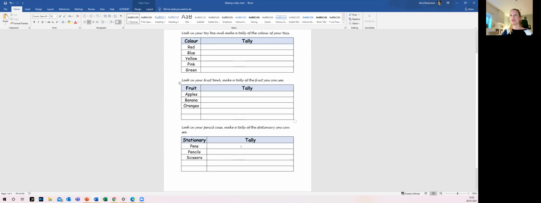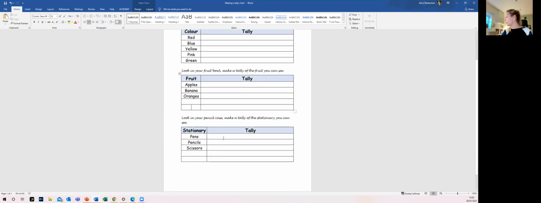And finally, your third one, I want you to look in your pencil case or pencil pots. Here's my pencil pot. And you need to make a tally of what you've got in your pencil case or pencil pot. Again, I've added the first few for you. You've got pens. You can count out how many pens you've got. I've got plenty in mine. Pencils, scissors. Oh, got 2 pairs of scissors in my pencil pot. And again, I've left 2 empty boxes. I've got a ruler here in my pencil pot, so I'd write ruler in one of these blank bits.